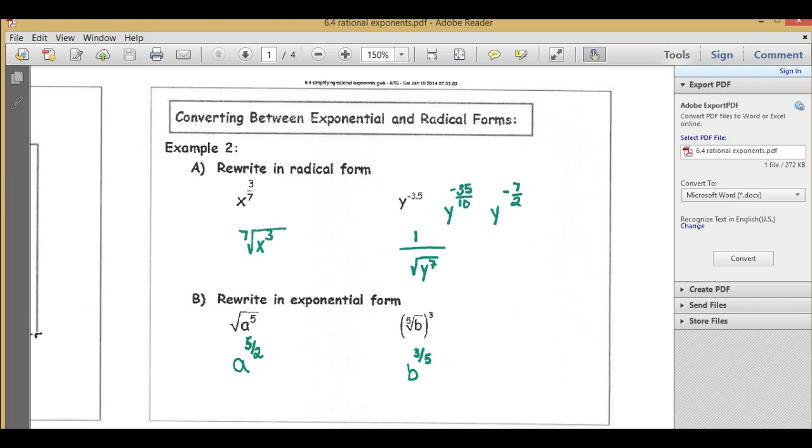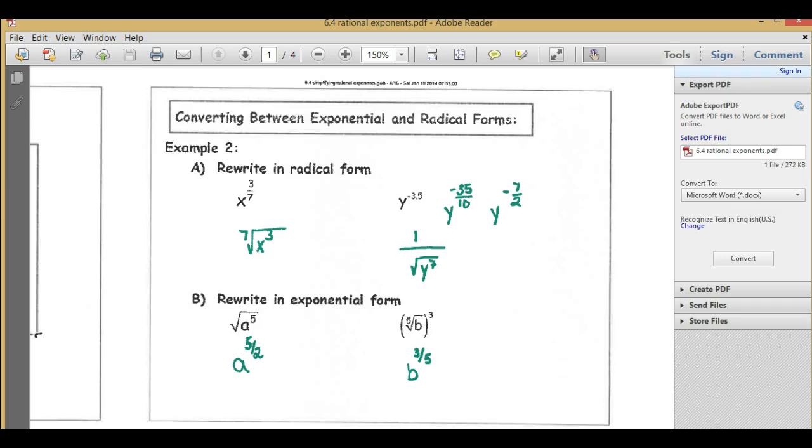And then I don't like large numbers, so I'm going to reduce the 35 over 10. When I do that, I can take a 5 out of each. So 5 goes into 35 7 times, and 5 goes into 10 2 times. So I get negative 7 halves. And then remember that 2 is like the square root. So I get 1 over the square root of y to the 7th.